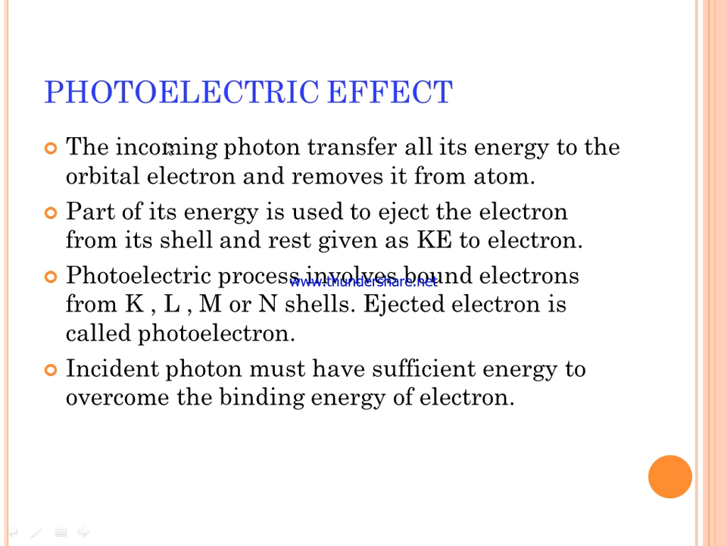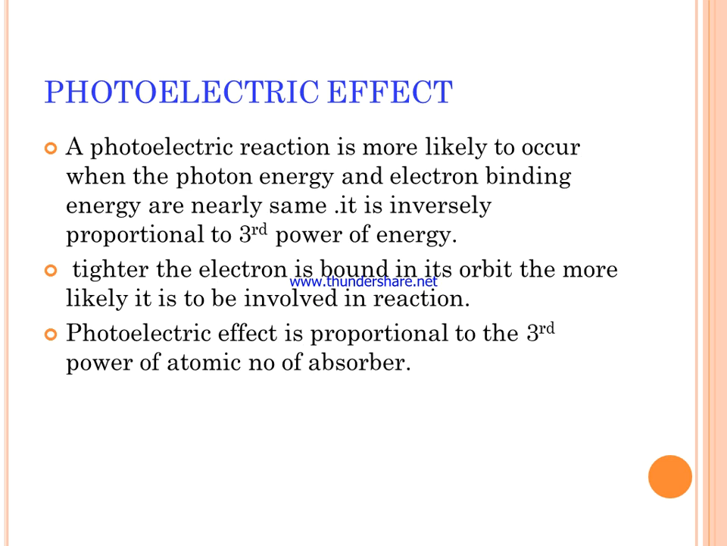The second type is the photoelectric effect. In the photoelectric effect, the incoming photon transfers all its energy to the orbital electron and removes it from the atom. Part of its energy is used to eject the electron from its shell and the rest is given as kinetic energy. The photoelectric process involves bound electrons from the K shell, L shell, M shell or N shell. The ejected electron is called a photoelectron, and the incident photon must have sufficient energy to overcome the binding energy of the electron.